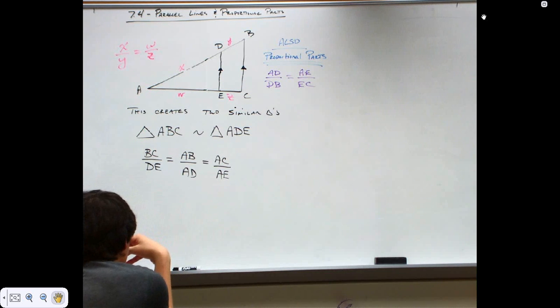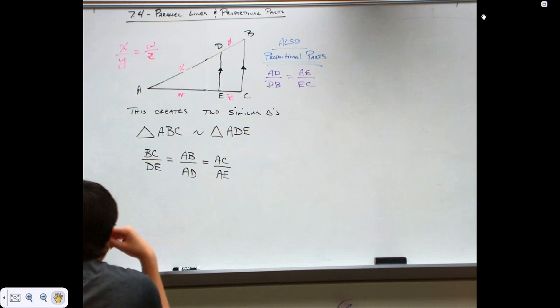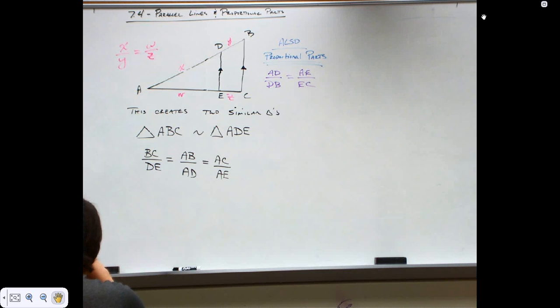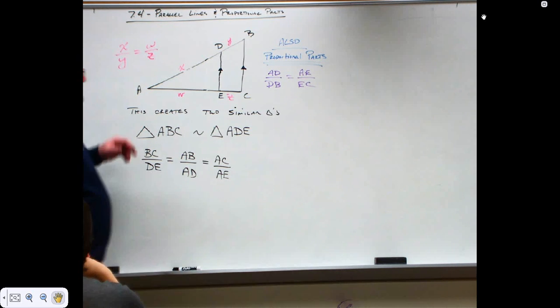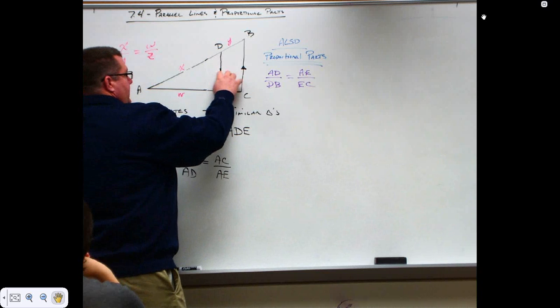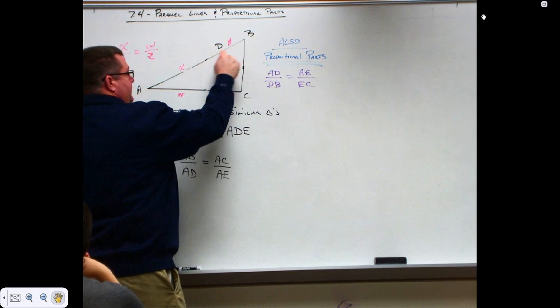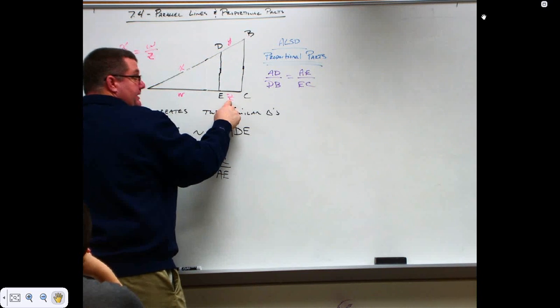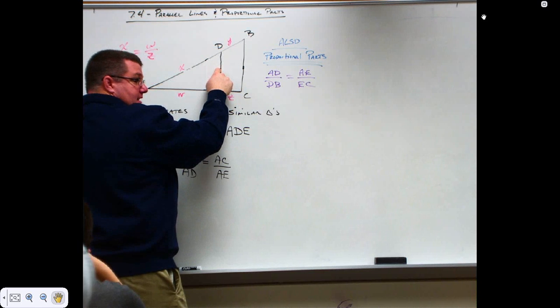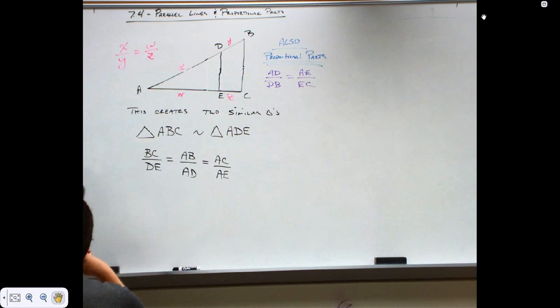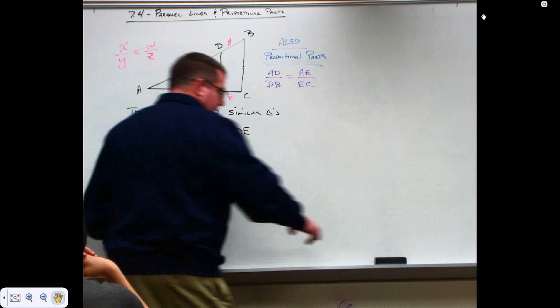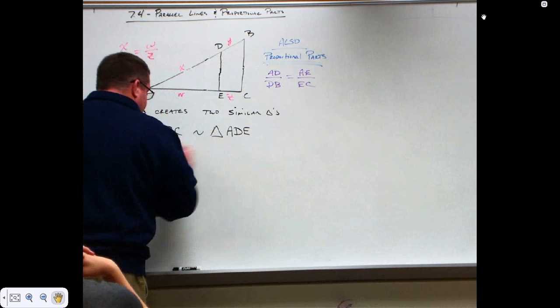Question? You okay there? And then, of course, there's a theorem that says the converse of this. Let's say I didn't tell you these were parallel, and you found out that this over this equals this over this, then you could say that this has to be parallel to that, the converse of it. Any other questions?